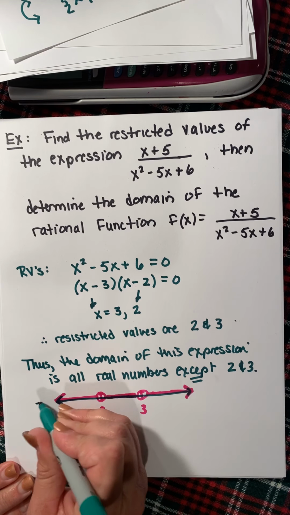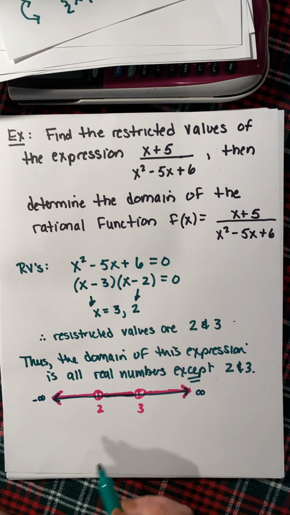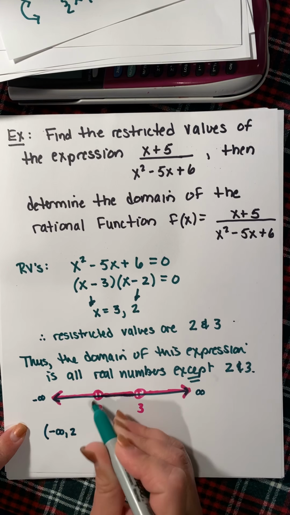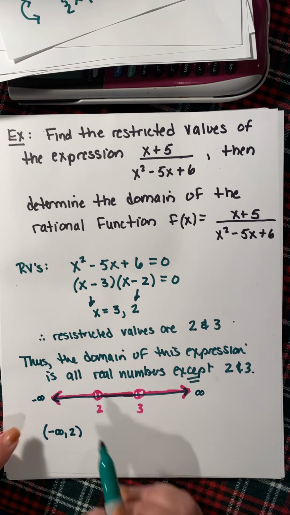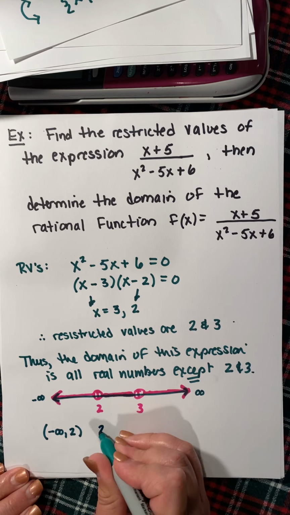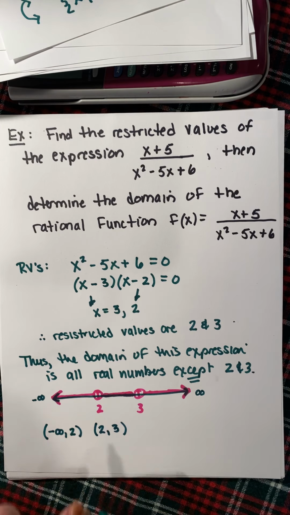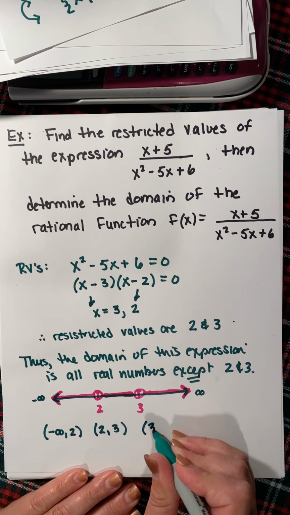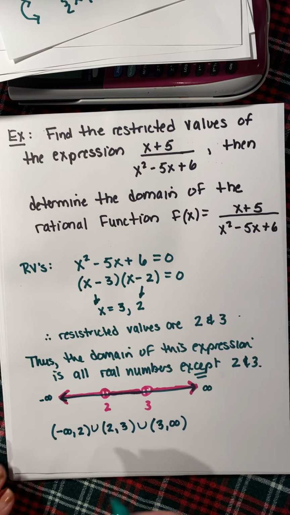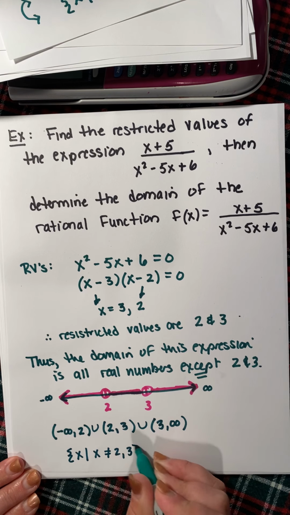Interval notation. Remember, the arrow to the left represents negative infinity. The arrow to the right represents positive infinity. So we go from negative infinity to 2. This open circle says we use the round parenthesis. So all these numbers to the left of 2 is represented with this interval. The numbers between 2 and 3 are everything between 2 and 3 with round parentheses. So open circles correspond to round parentheses. And then everything to the right is 3 to infinity. And then we're going to use the union symbol. Okay. Set notation, the set of all x, except for 2 and 3.